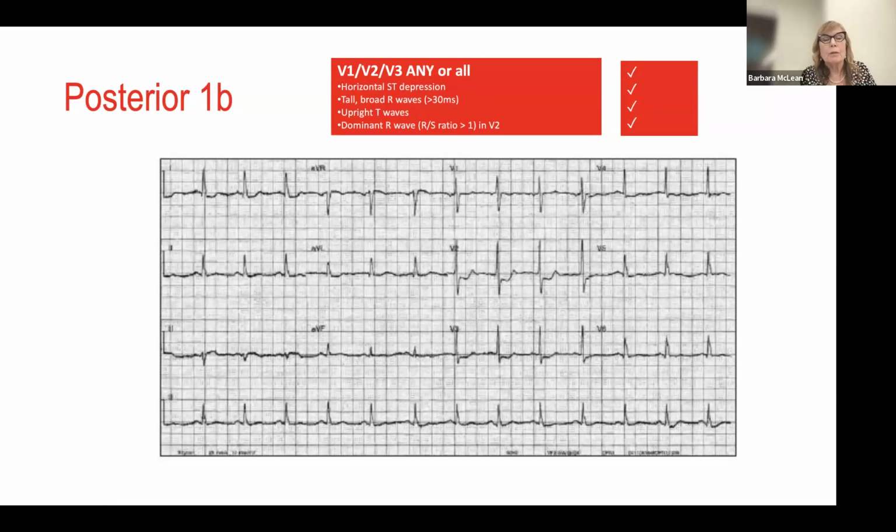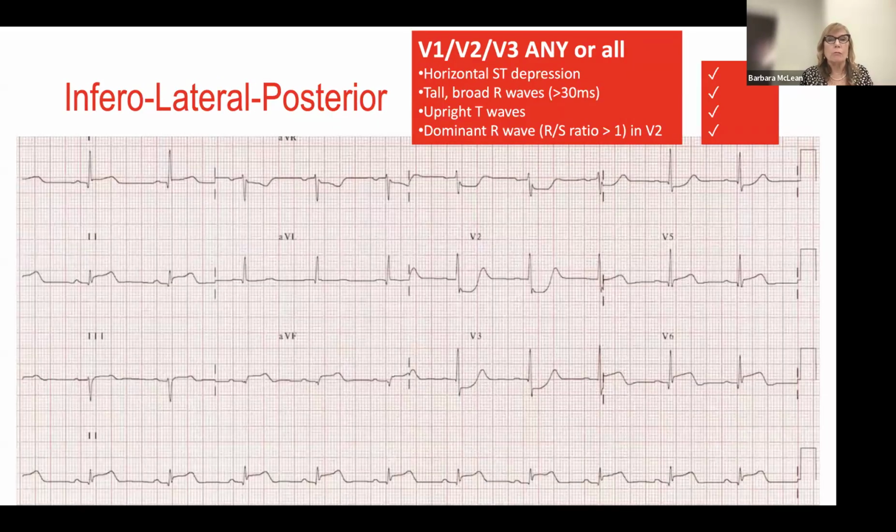By the way, for reciprocal changes, it doesn't have to be every change, and it only has to be in one lead. It doesn't have to be in two leads of the lead group like the direct, indicative changes in the leads that are facing the area. This is the opposite area, and I only need changes in one lead of that lead group.